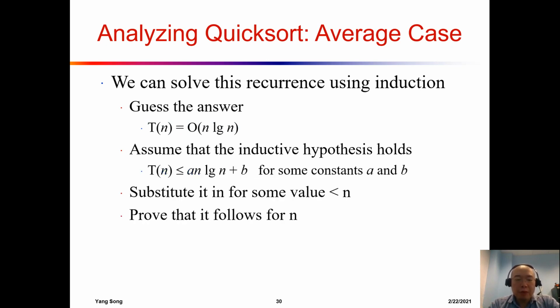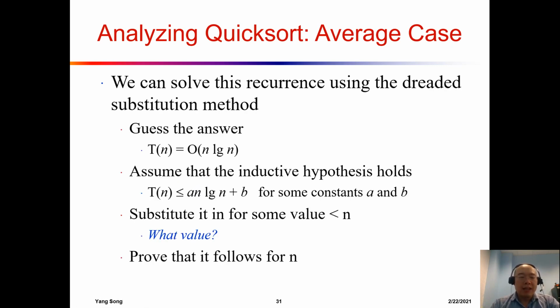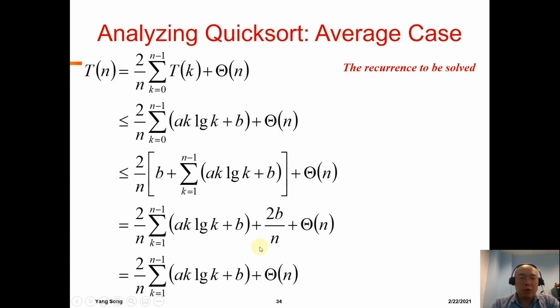And after that, what's the inductive hypothesis? We want to assume that Tn is smaller or equal to A n log n plus B, for some constant values of A and B. And then what substitution do we want to do? We want to assume that for any k value in the recursion, this Tk will hold. And eventually we want to prove that it is true for the entire Tn.